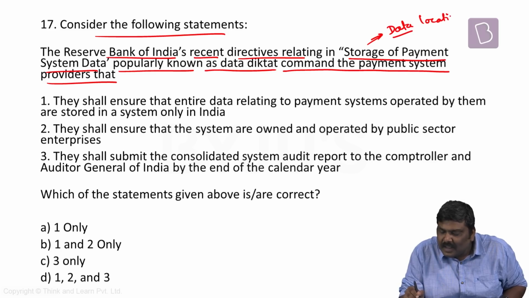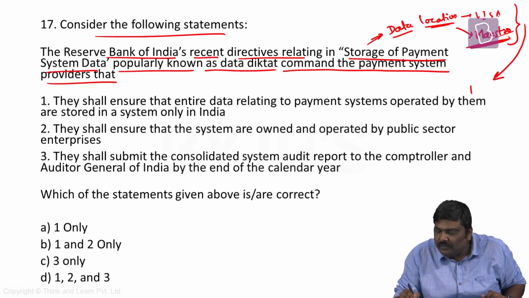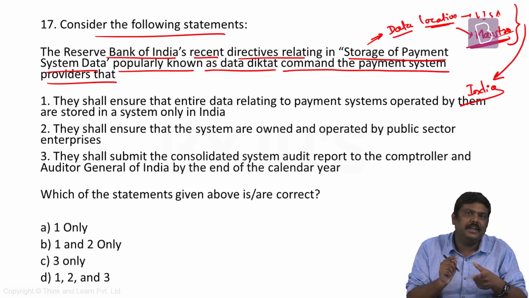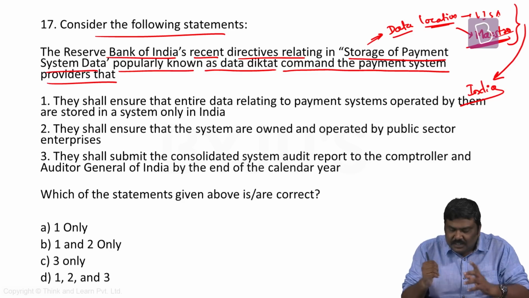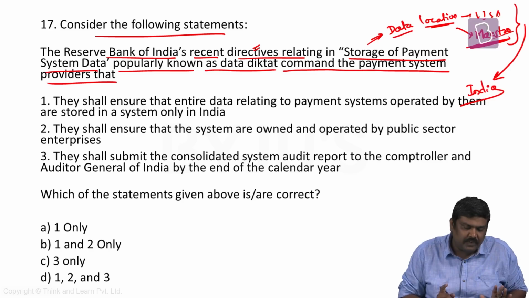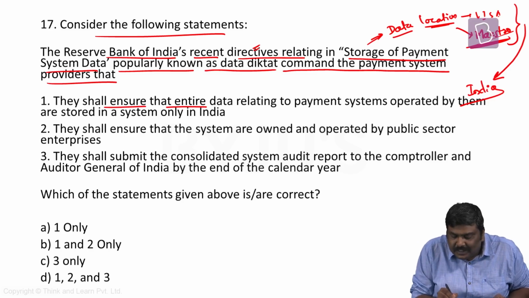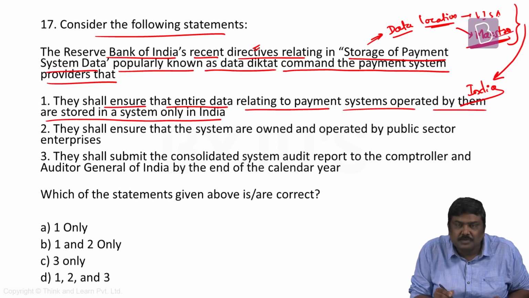That is, the RBI has asked some companies such as Visa and Maestro to store the financial information of Indian users only within India. They are not allowed to take this information outside India. This is the point they are referring to here. So based on this, what points have been given here? They shall ensure that the entire data relating to payment systems operated by them is stored in systems only in India.